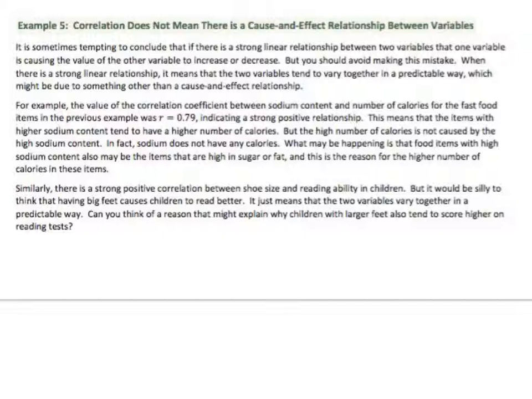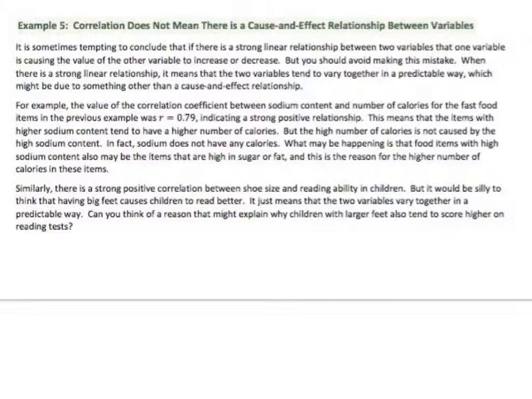Correlation does not mean that there is a cause and effect relationship between variables. It is sometimes tempting to conclude that if there is a strong linear relationship between two variables, that one variable is causing the value of the other variable to increase or decrease. But you should avoid making this mistake. When there is a strong linear relationship, it means the two variables tend to vary together in a predictable way, which might be due to something other than a cause and effect relationship.